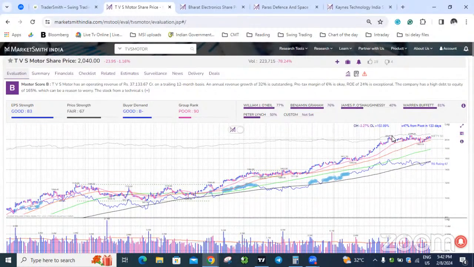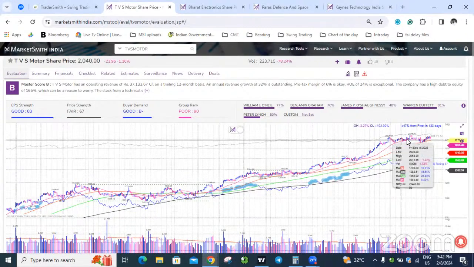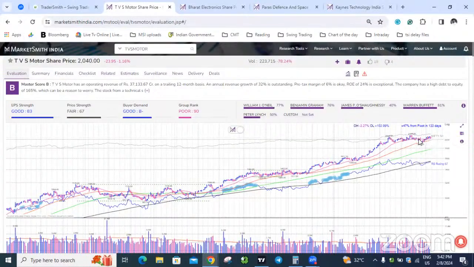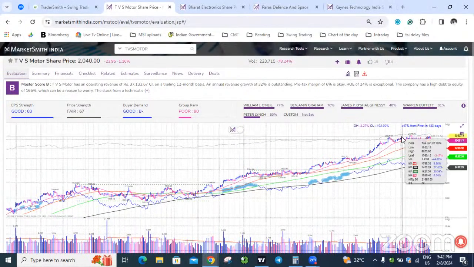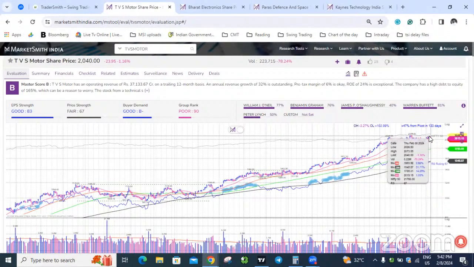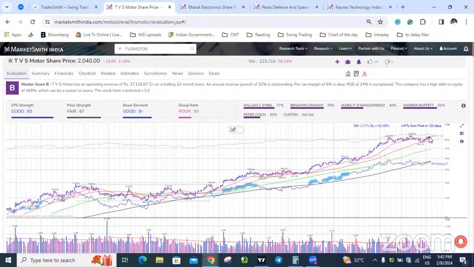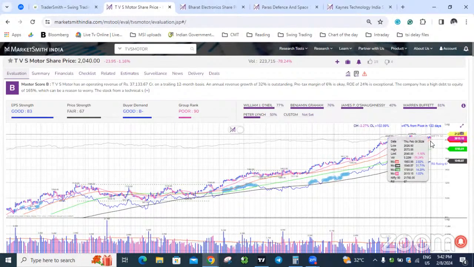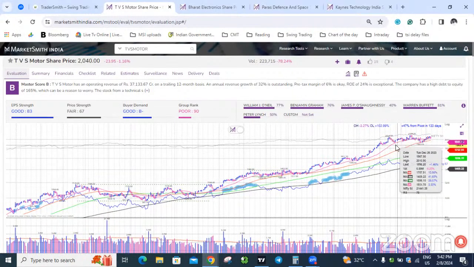So right now, after this tremendous rally, the stock has been trading in a sideways range. A fresh entry can be avoided, but those who want to take a small risk can initiate a buy signal above the 2000 level, with the swing low as a stop loss.